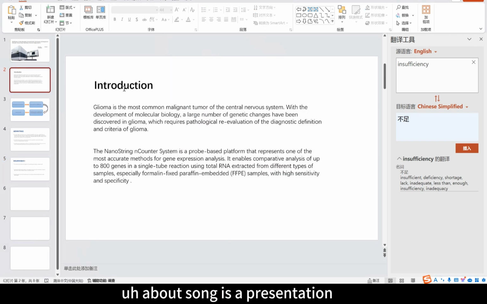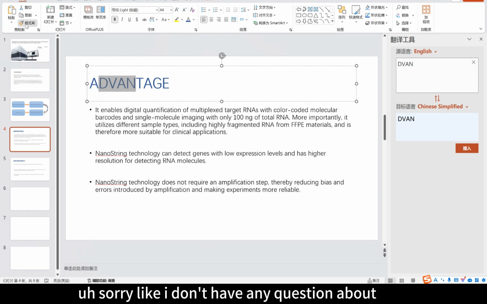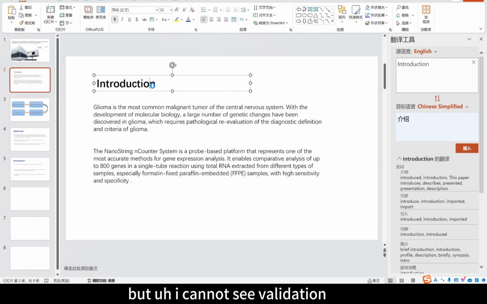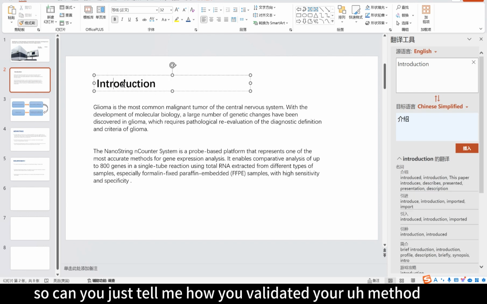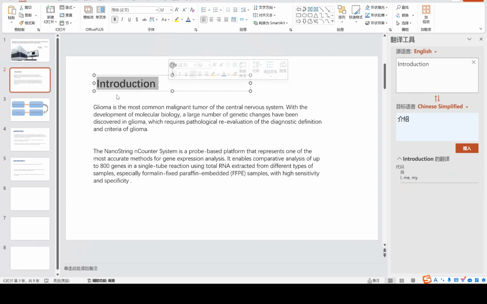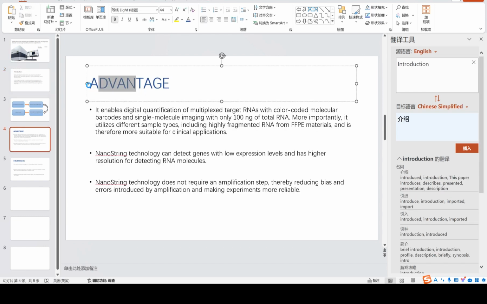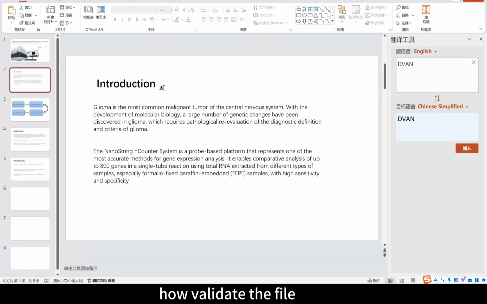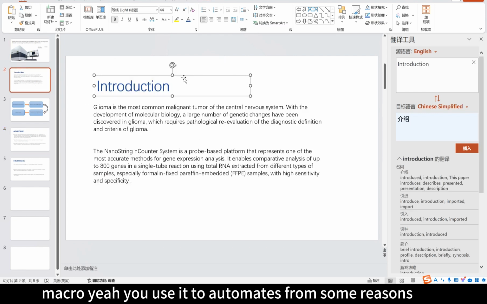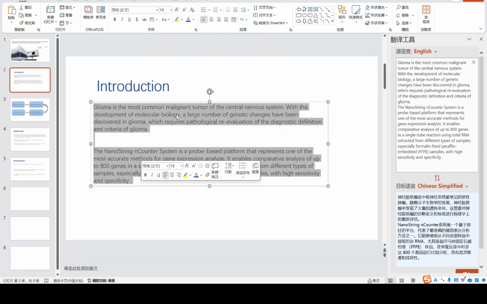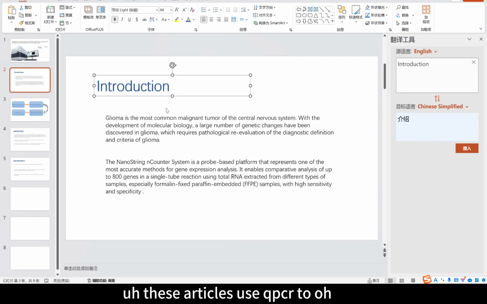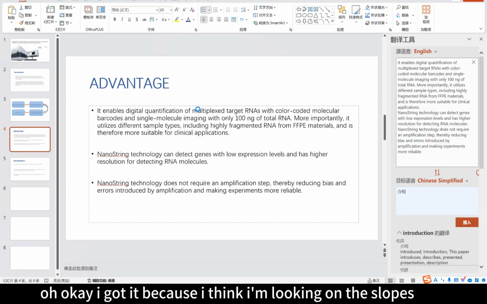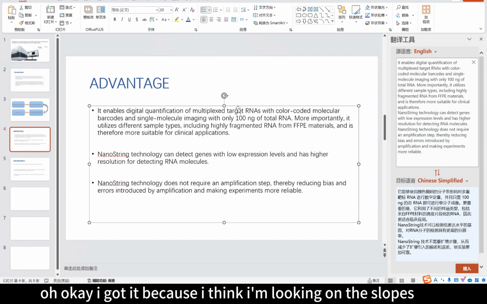About the presentation, sorry, I don't have any question, but I cannot see the validation method first. So can you just tell me how you validated your method? How did you validate the biomarkers? You used RNA sequencing, isn't it? This article used qPCR. Oh, okay. I got it, because I couldn't find it in your slides and your presentation.